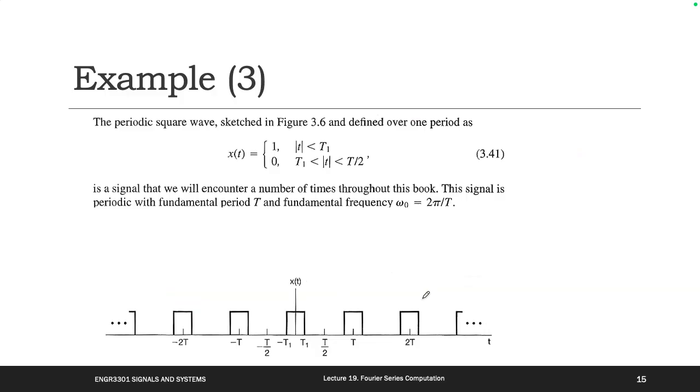The periodic square wave sketched in figure 3.6 and defined over one period as this one is a signal that we will encounter a number of times through this. The signal is periodic, with a fundamental frequency. You can see we have a signal xt, this one, right? And our question is to find the FS coefficients. You can see this signal is not sinusoidal, am I right? It's not like the other spectral signals. It's just an arbitrary signal, so we need to use case 3. So we need to use this equation.